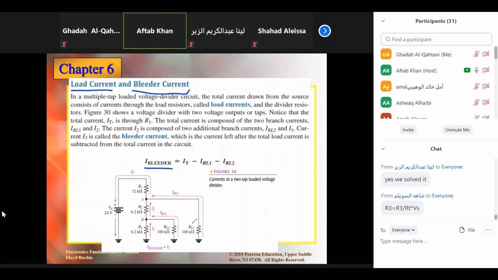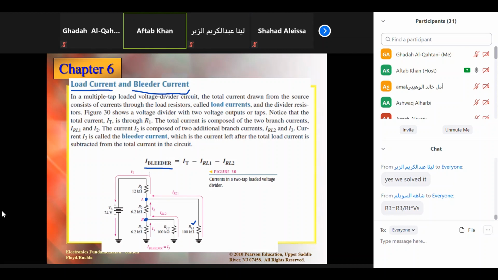Where is IRL1? This is the load. So we are connecting a load here at the point A, which has the current IRL1. So we are subtracting that one. We have one more load. Its name is IRL2. Okay, the current is there. It is connected at point B. So two loads are connected this time, having two currents. So if we subtract these two load currents from the total current, the remaining current, which is here, you can see I3, is basically the bleeder current.